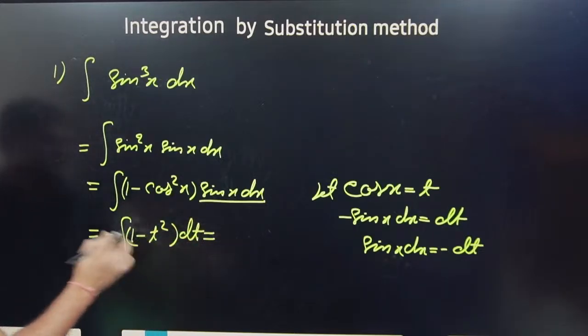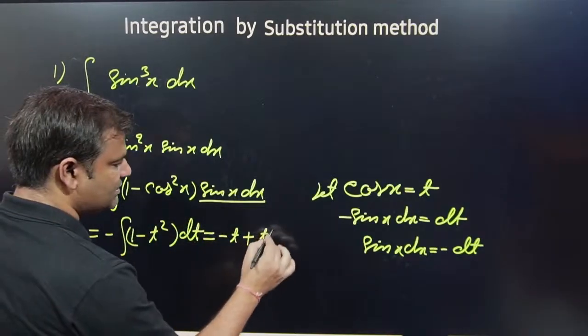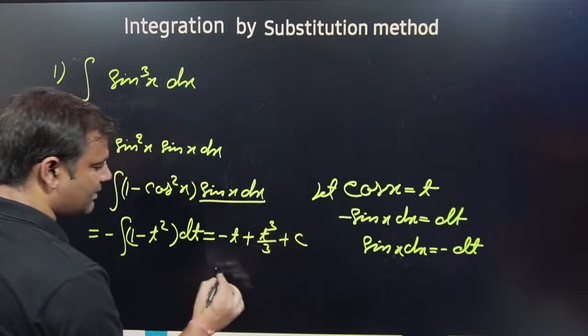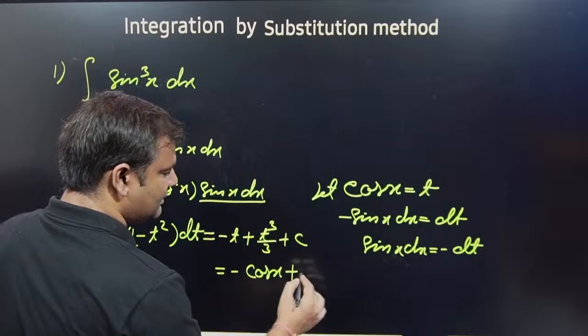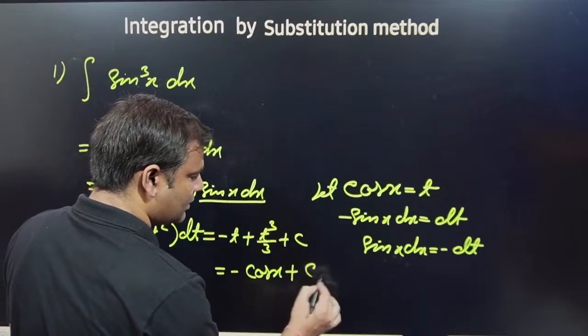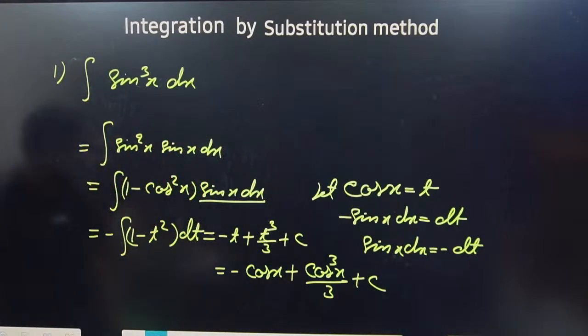So simply integration of 1 is how much? Minus t plus integration of t square, that is how much? t cube divided by 3 plus c. What about t? t is basically cos x. So cos x plus cos x to whole power cube divided by 3 plus c is the right answer. I hope it is clear. If anyone faces any doubt at any step, then comment it. I will discuss again.